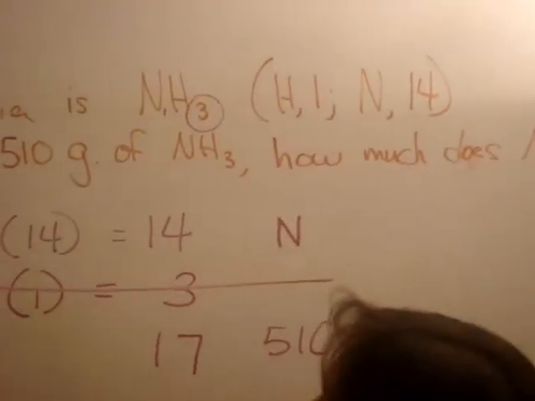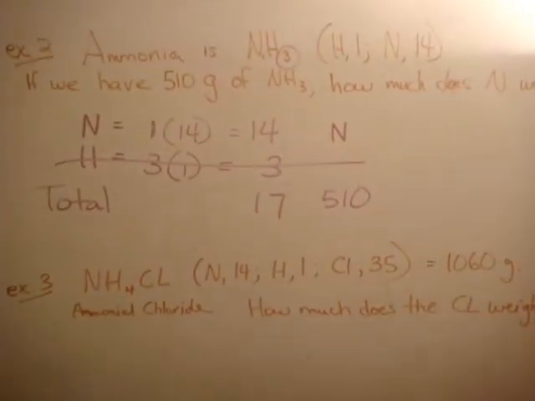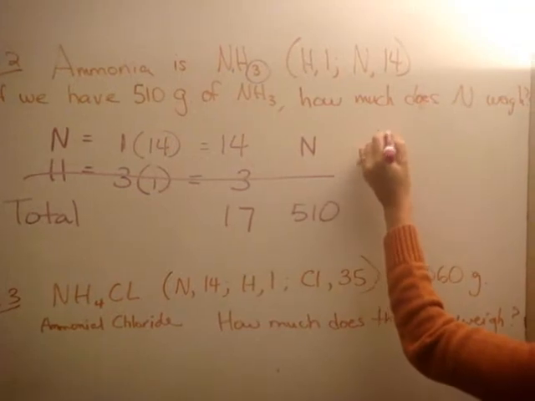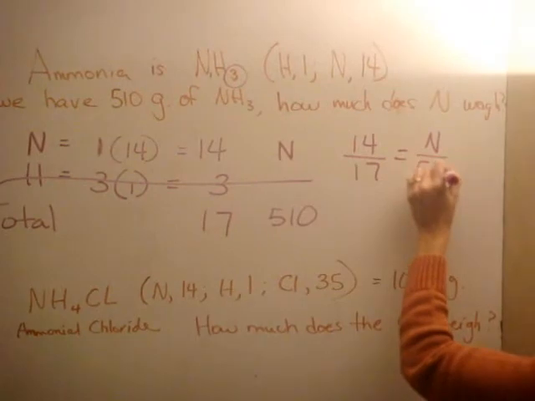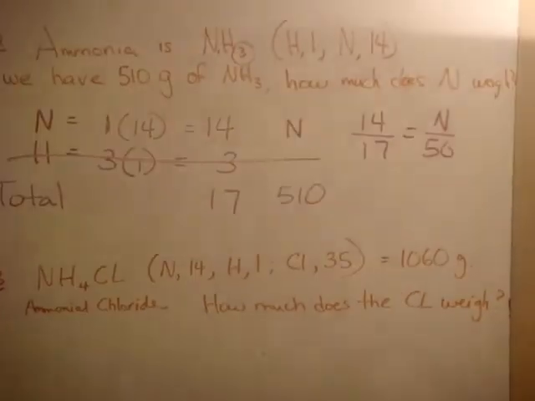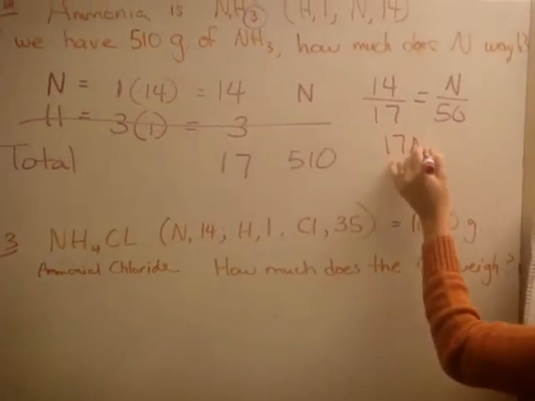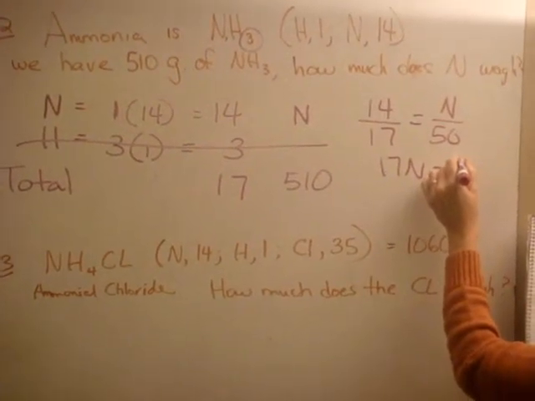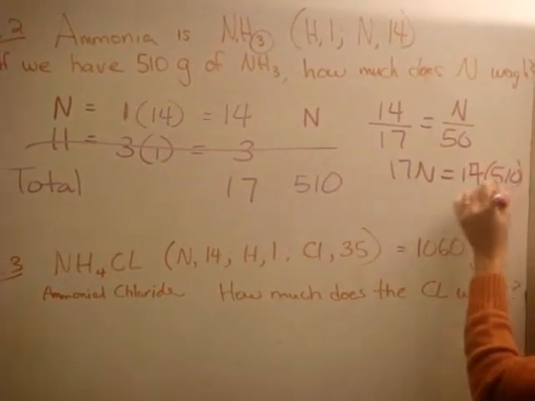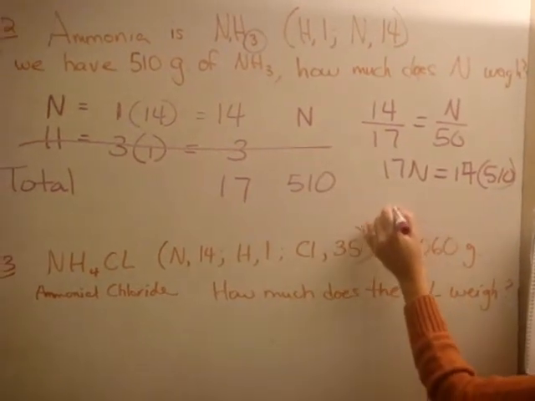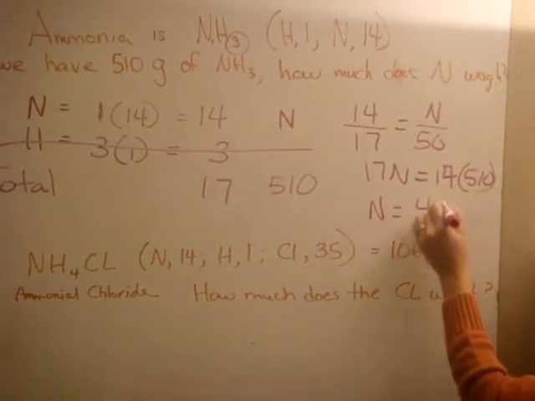Again, they're not asking for hydrogen, so we can just cross that one out. Now we have a simple proportion like what we've done many times in the past. So we write 14 over 17 equals N over 510. And once again, you're just going to cross multiply, and you're going to get 17N equals 14 times 510. Divide both sides by 17, and we're going to get the nitrogen equals, I ran out of room, so I'm going to shrink this, nitrogen equals 420 grams.